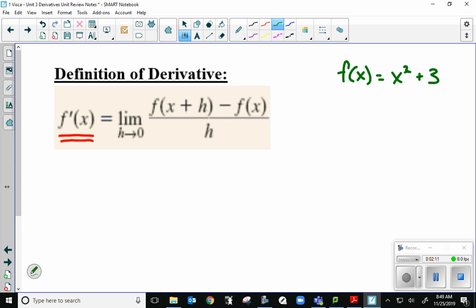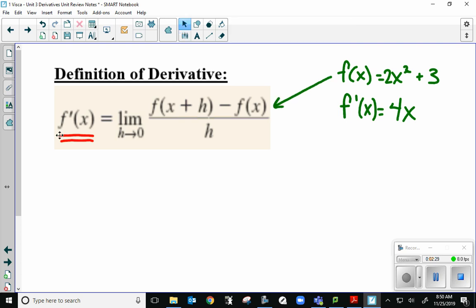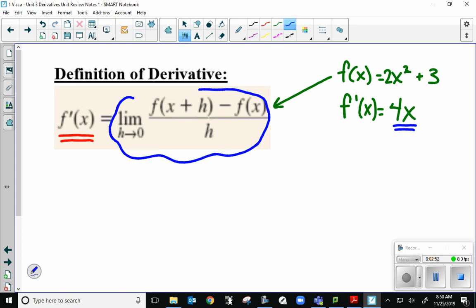So what I will do here is, if I have f of x equals 2x squared plus 3, I know based on my rules that the derivative of this, and we'll cover our rules in a moment, would be 4x. But I'm not going to use my rules. I'm actually going to use the definition of a derivative to solve for this derivative. I know 2x squared plus 3 is my function. I know the derivative of that should be 4x, but I'm now going to use my limit here to come up with that 4x. When I'm done doing my work, I should come up with 4x.